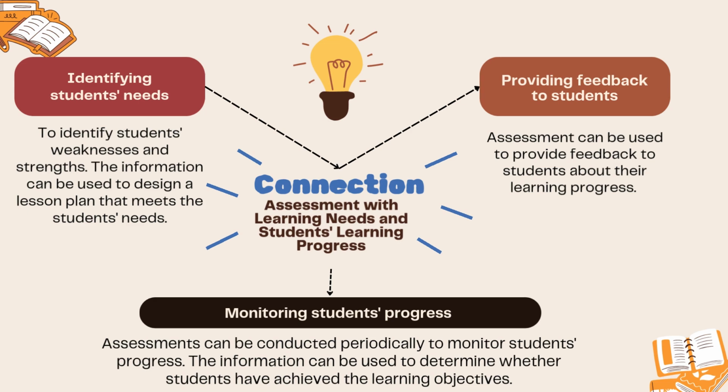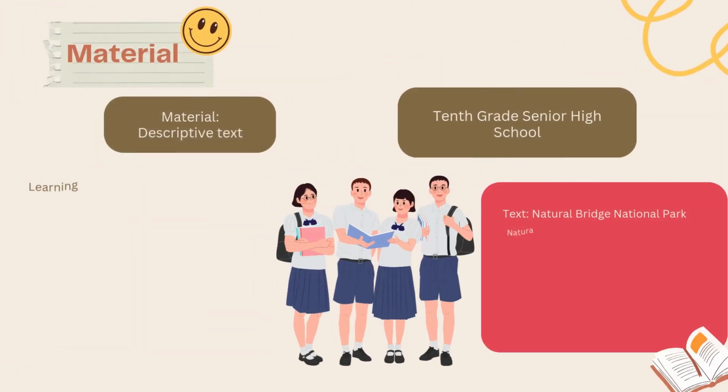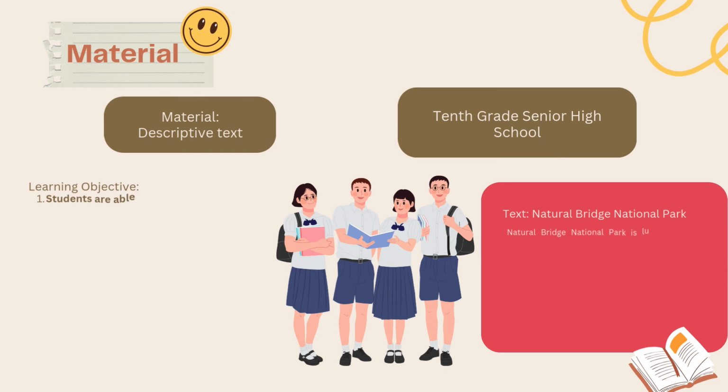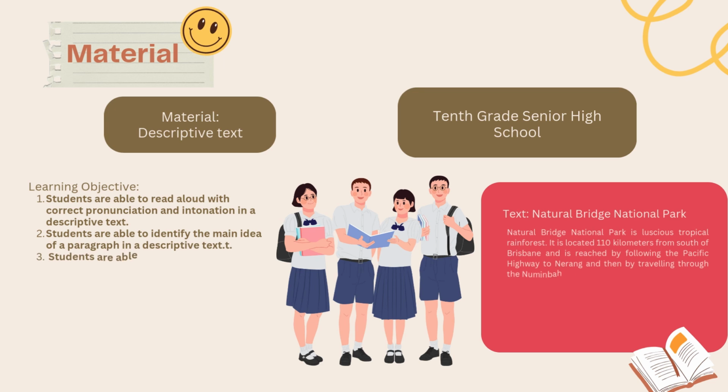Monitoring student progress. Assessment can be conducted to monitor students' progress. The information can be used to determine whether the students have achieved the learning objective. The other point is format. There are three formats of assessment used in the school. The first one is diagnostic assessment. Based on the analysis of lesson plans used by teachers, it was found there are three types of diagnostic assessment.